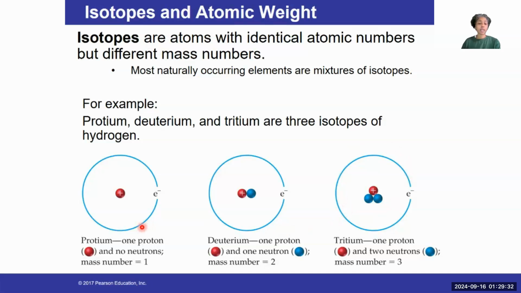Well, we know that they all have one proton. We all see that they have one electron. The only difference is that each of these has a different number of neutrons. Protium has no neutrons, and thus its mass number would be 1. So we can also write the isotope of hydrogen 1 in this manner, protium.